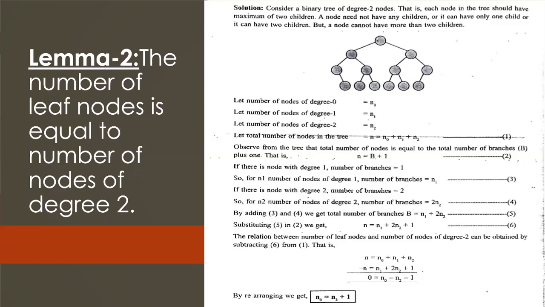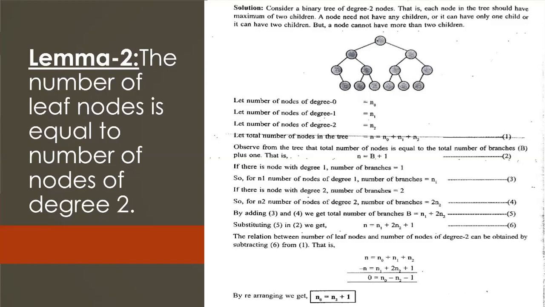So observe from the tree that the total number of nodes is equal to the total number of branches, that is B, plus 1. So n will be B, the total number of branches, plus 1. Let's take this as equation 2. If there is a node with degree 1, the number of branches will be 1, that is, only one child node, right? Degree 1 means one child node. So the number of branches for n1 nodes of degree 1 will be n1. Let's consider this as equation number 3.